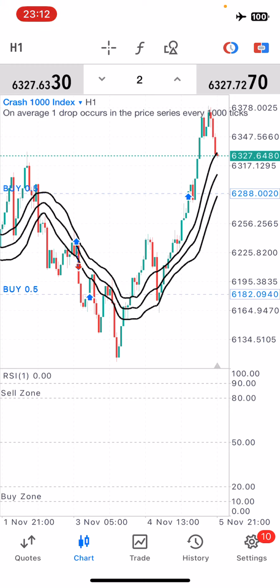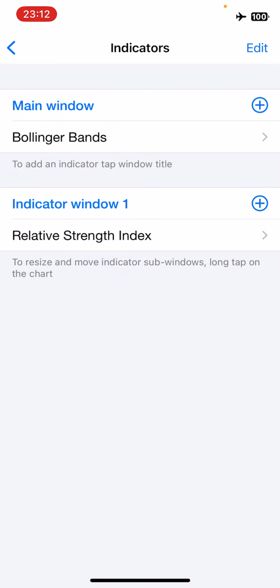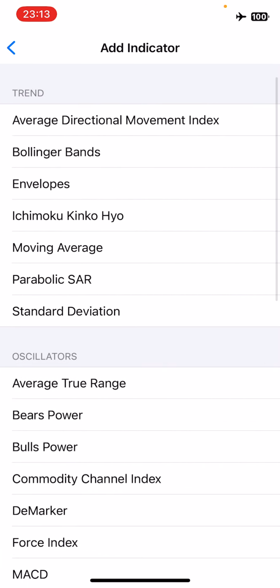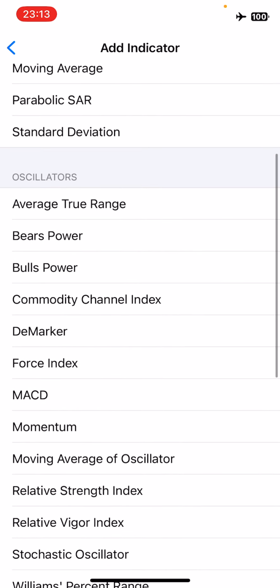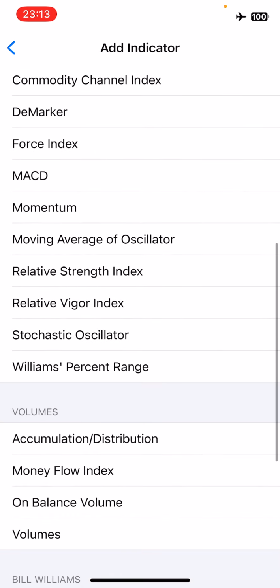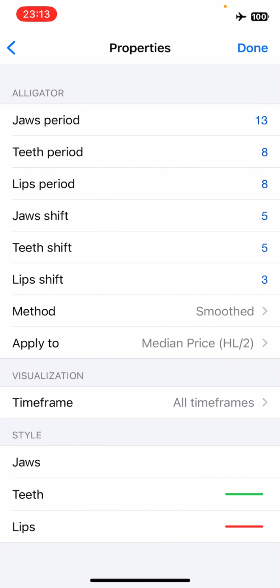Let's get into the next indicator that we actually need. Okay, so going back to my indicators section, this time we're going to click where it says indicator window 1, which is right here, and we're going to add an indicator called the Alligator. So I'm going to go to my Alligator, which is right here, and this alligator is going to have the following properties that you see on the screen.